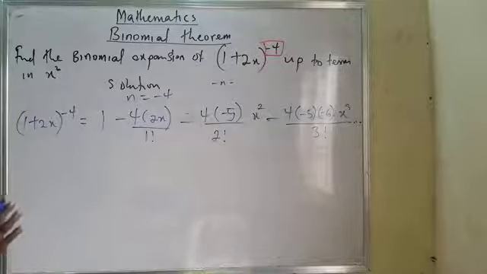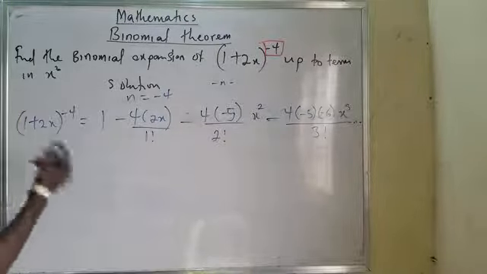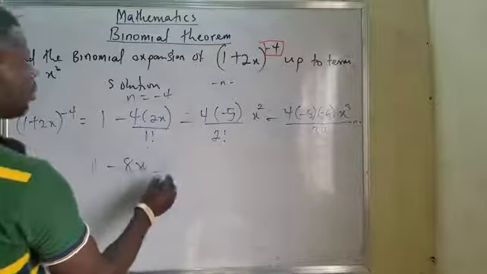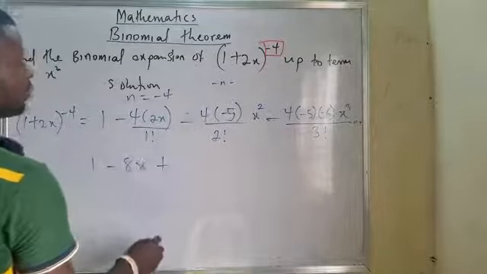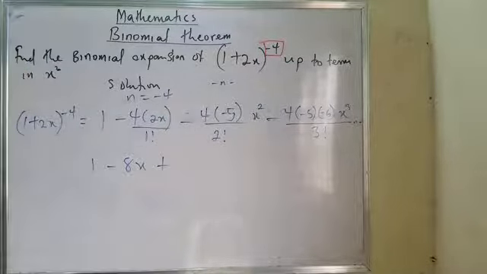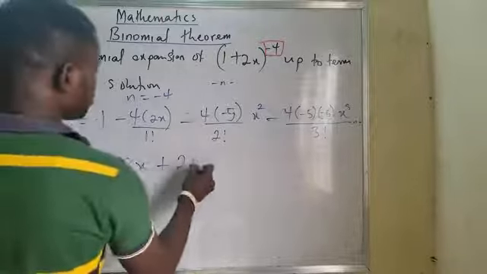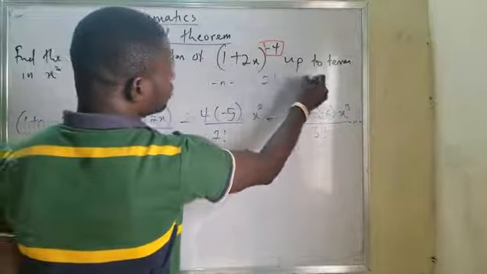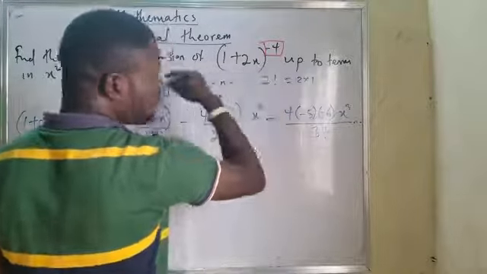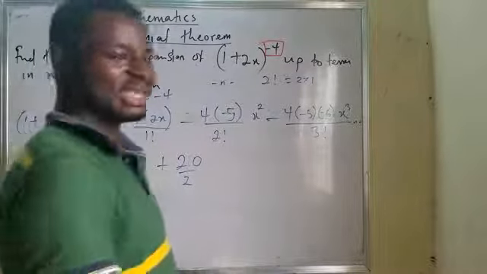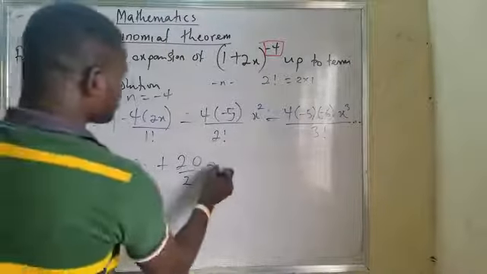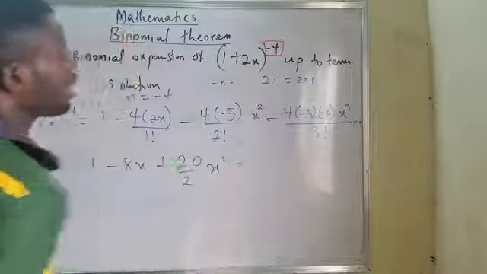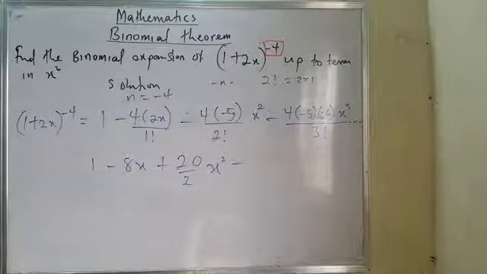That is the nature of it. By now we can say that I have 1 minus 8x, plus 20 over 2 factorial. I've explained factorial before: 2 factorial means 2 times 1, multiplying in descending order. Then I'll be having x raised to power 2. This also will be minus, which is I'll be having 120.